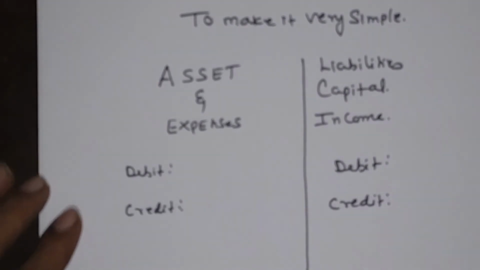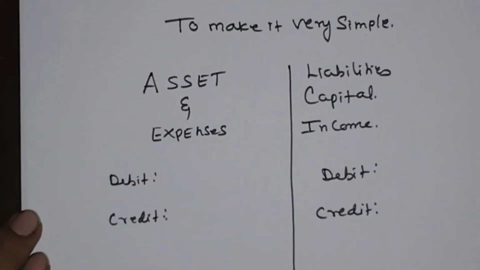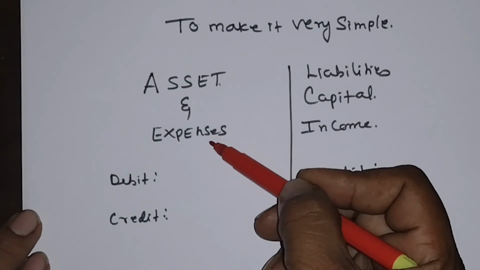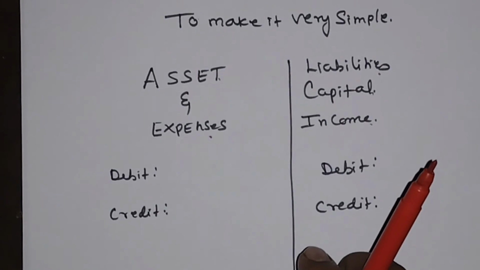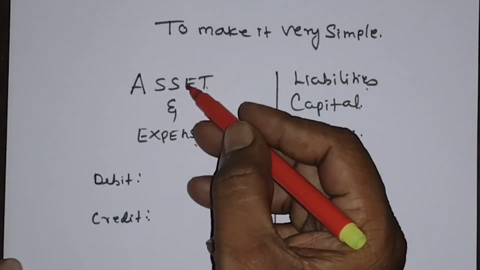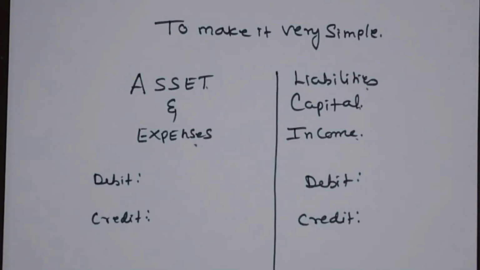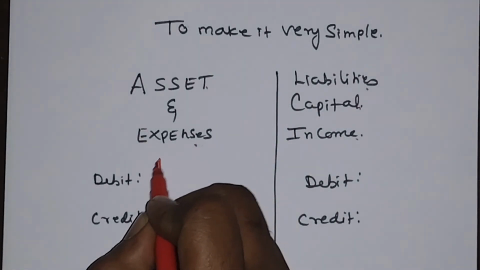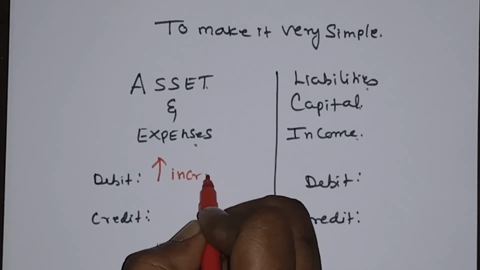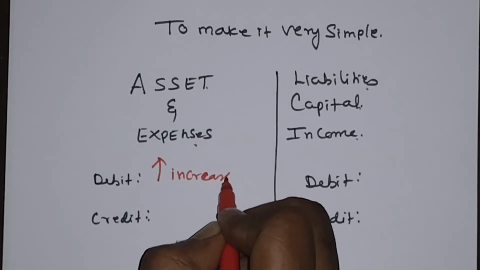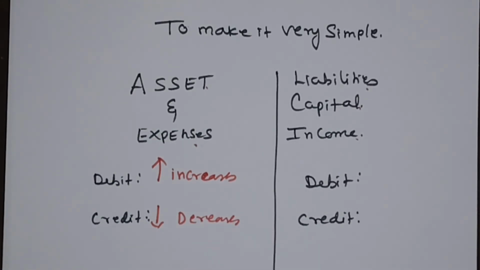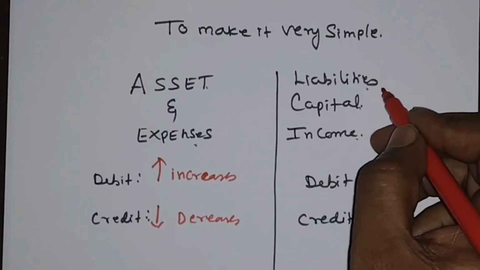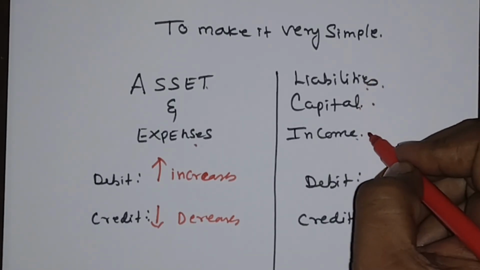It is very easy. Let's see here, to make it very simple: asset and expenses, liabilities, capital and income. For asset and expenses, the rule is the same: debit increases and credit decreases. Next, coming to liabilities, capital and income.